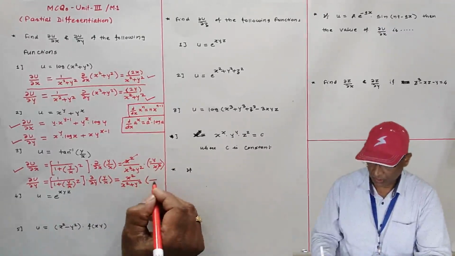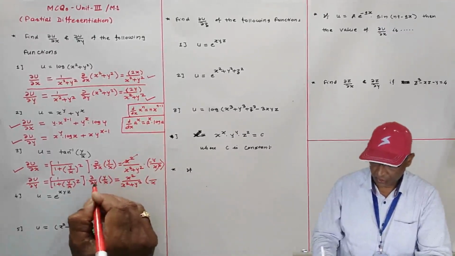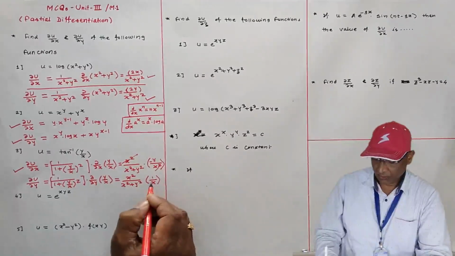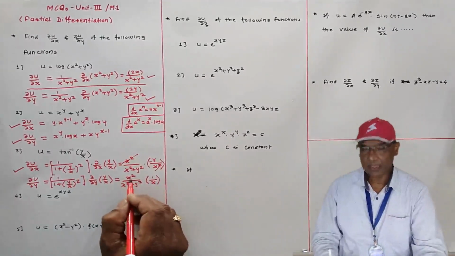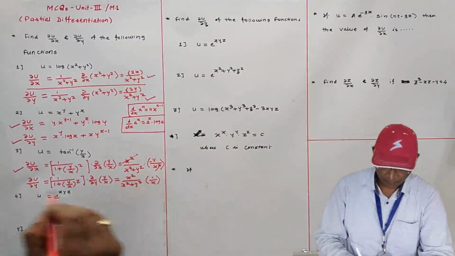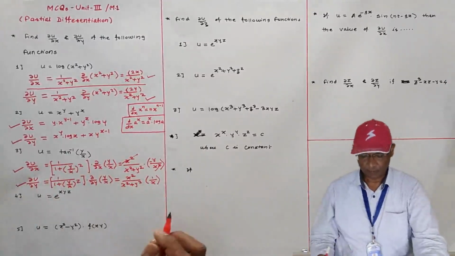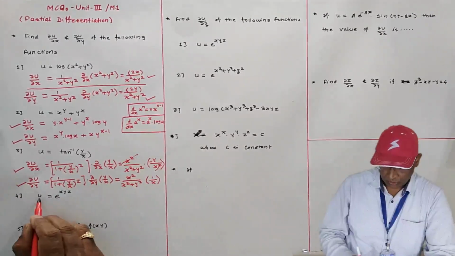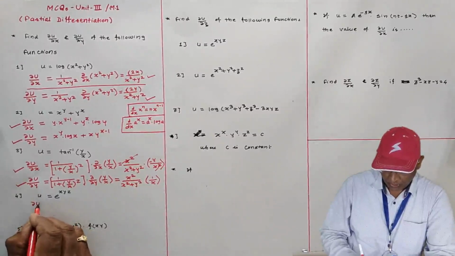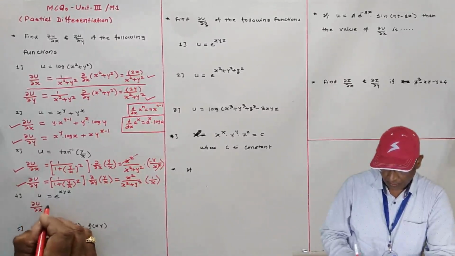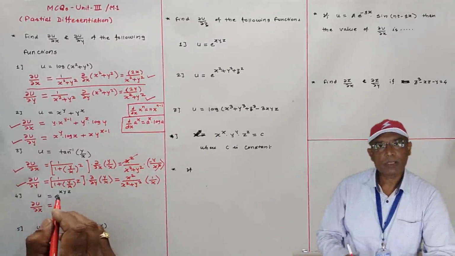1 by x is constant, and derivative of y with respect to y is 1. Here one x will get cancelled and only single x will remain in the numerator. This is del u by del y. Now take derivative of u with respect to x, keeping y constant and z constant.